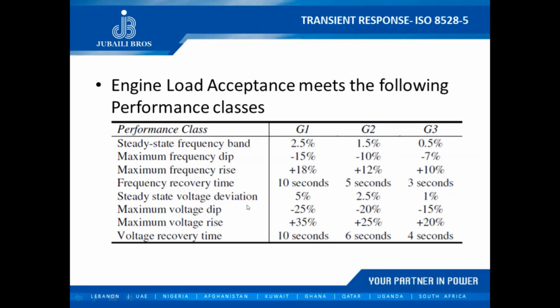I'm not going to go through each and every one. So this is voltage, this is frequency. Same story applies. G1 is the less stringent and G3 is the most stringent. Now, just one important note. It says maximum frequency dip, for example, or maximum frequency rise. What's this maximum? Is this when we apply 100% of our genset rating? Of course not at all, okay? This is when we apply the maximum allowable load within the limits of this class.